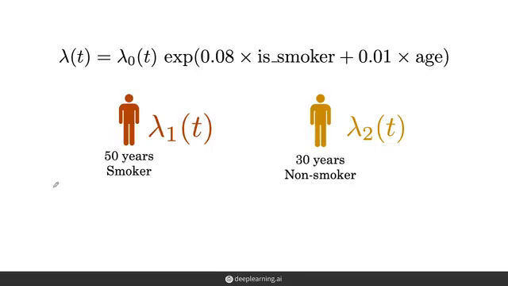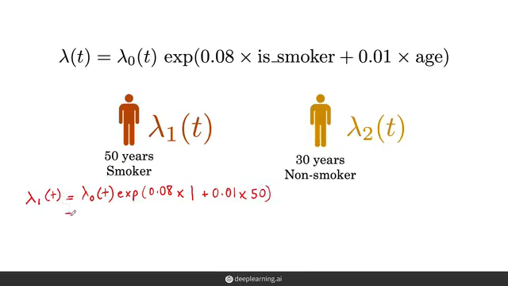And so let's try to compute what that risk would be given this model. So we have the hazard for patient 1 be the baseline hazard, or lambda naught of t, times exp of 0.08, which is the weight associated with being a smoker. Now we know this patient is a smoker, so we have a 1 indicating that this patient smokes, plus 0.01 times the age of this patient, which is 50.